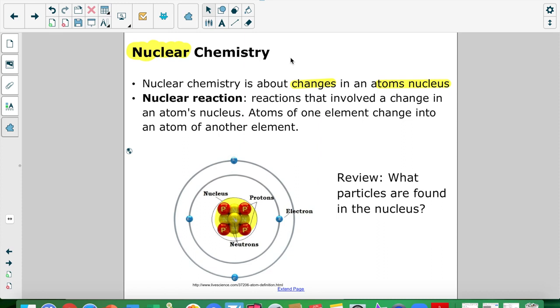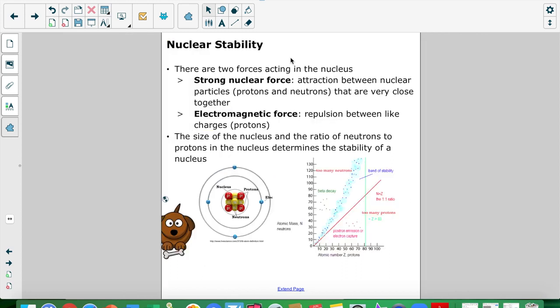So a nuclear reaction, which is a specific type of chemical reaction, and that word is key. It's a reaction that involves a change in the atom's nucleus. So the atom's nucleus is going to change, and through that change, the reaction is happening. So what's going to happen is that the atoms of one element will change into the atoms of another element. It's kind of magic, but it is. It happens. One element changes into another one. It's called transmutation, okay?